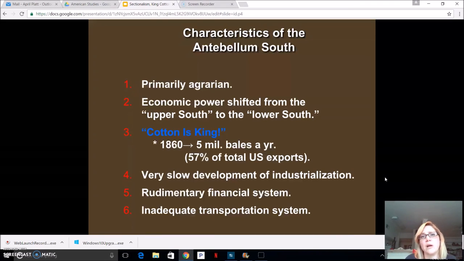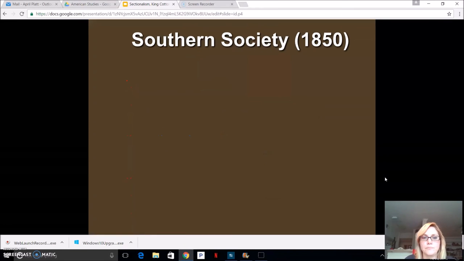And they would build it with whatever gauge they wanted. Nothing was standardized. Nothing was connected. And so there was no real way to move from one end of the South to the other. There was no connection there. And that's because plantations kind of prevented that.